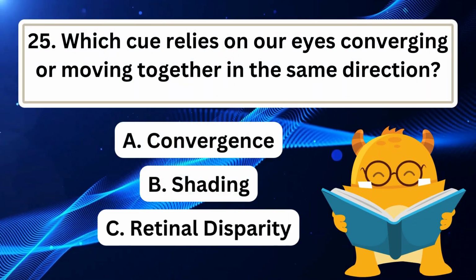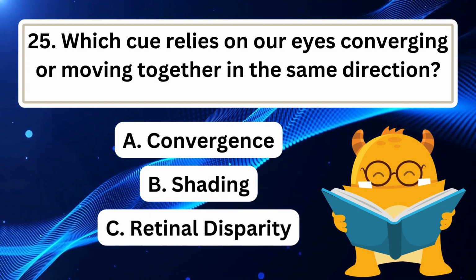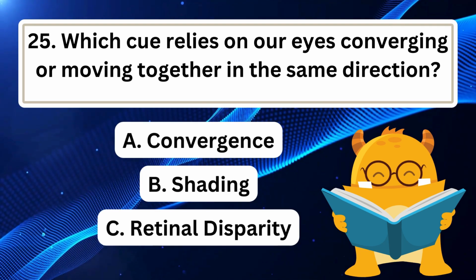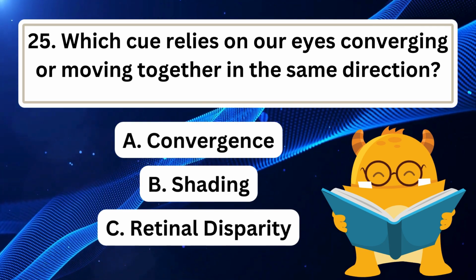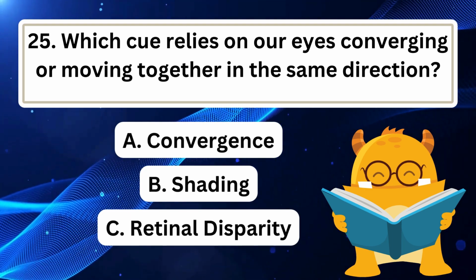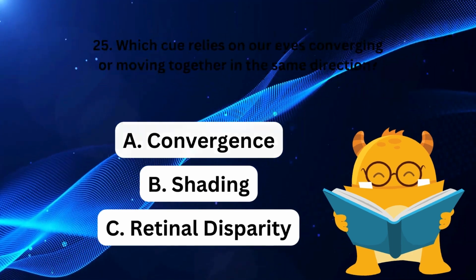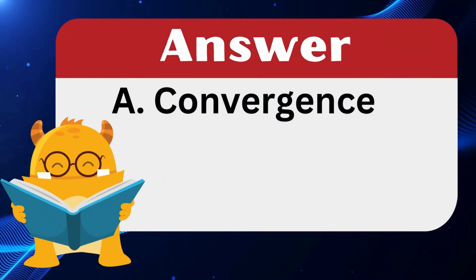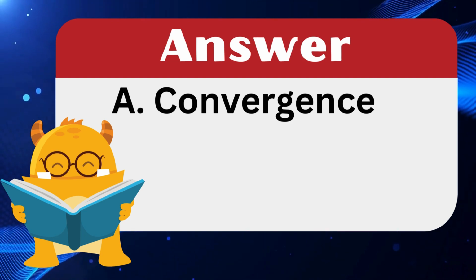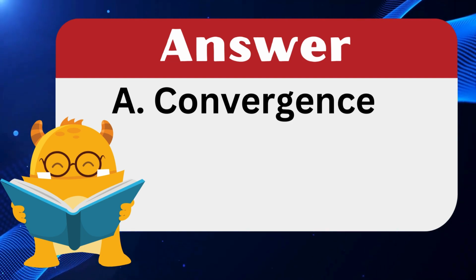25. Which cue relies on our eyes converging or moving together in the same direction? A. Convergence. B. Shading. C. Retinal disparity. A. Convergence. Convergence involves the eyes moving together in the same direction to perceive depth.